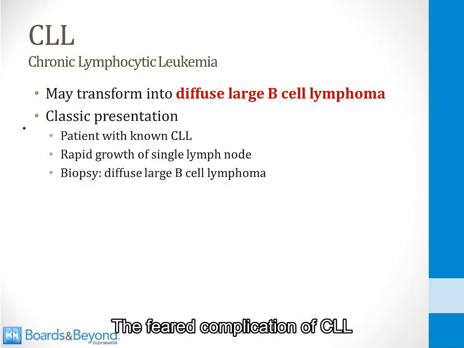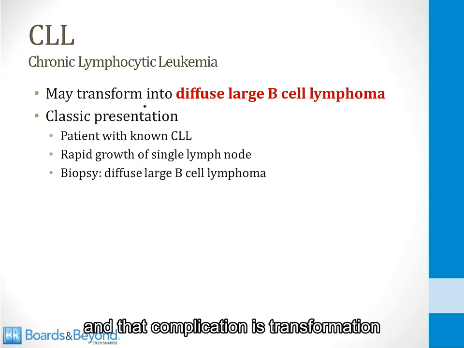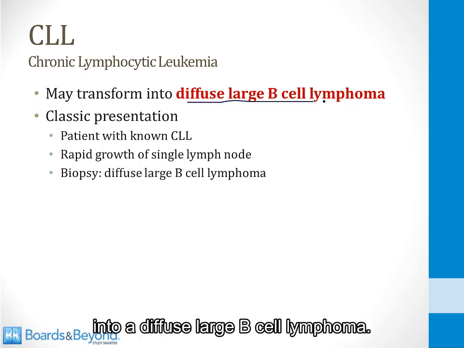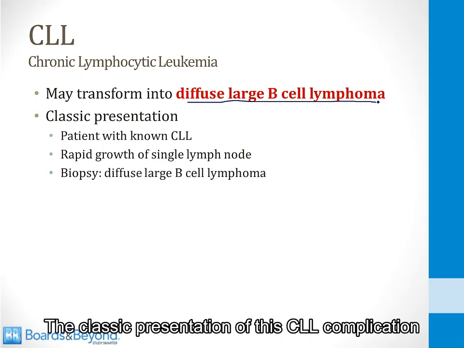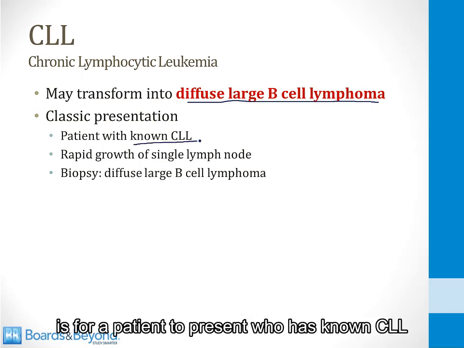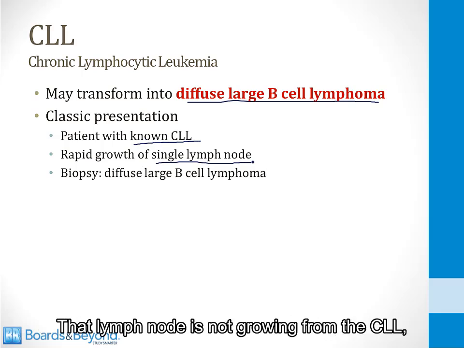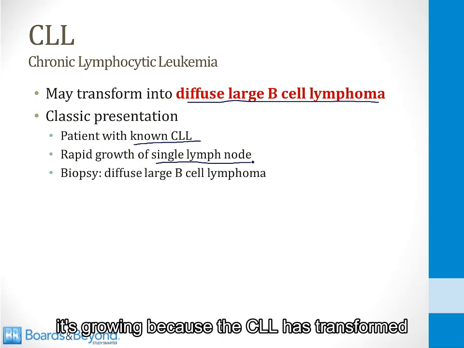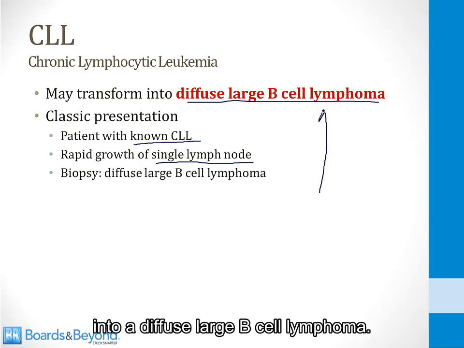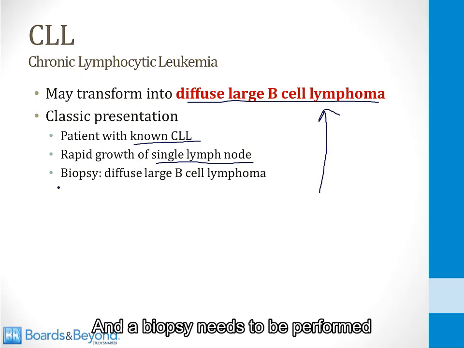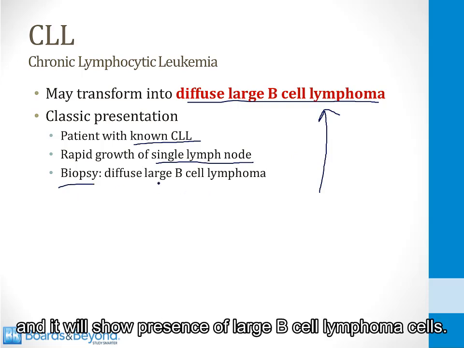The feared complication of CLL also relates to disrupted B cells, and that complication is transformation into a diffuse large B-cell lymphoma. The classic presentation of this CLL complication is for a patient to present who has known CLL and develops rapid growth of a single lymph node. That lymph node is not growing from the CLL, it's growing because the CLL has transformed into a diffuse large B-cell lymphoma, and a biopsy needs to be performed, and it will show presence of large B-cell lymphoma cells.